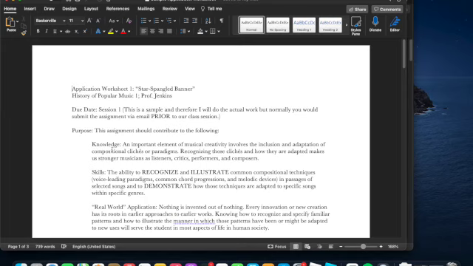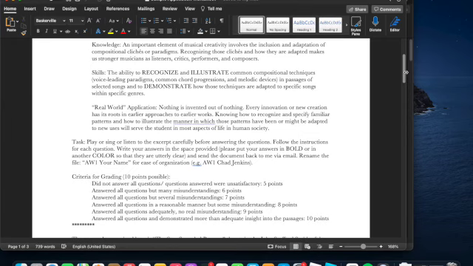It has the purpose that it contributes to a certain kind of knowledge, right, which involves the adaptation of compositional cliches or paradigms for this worksheet. For reading worksheets, obviously the knowledge involved will be different. Skills, the ability to recognize and illustrate common compositional techniques, and then real-world application, right? The idea that nothing's invented out of nothing, and so therefore recognizing patterns is an important part of creation and so on. And then you have the task.